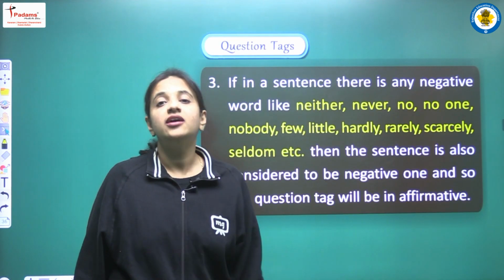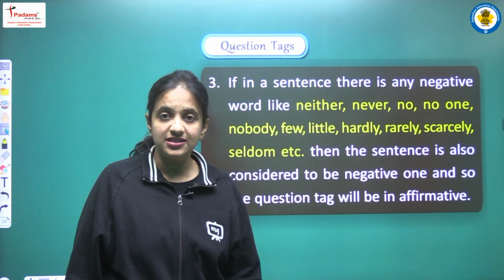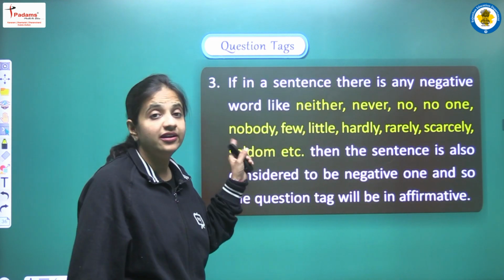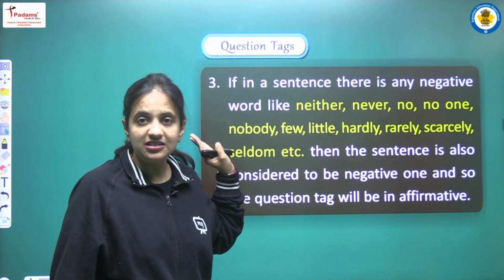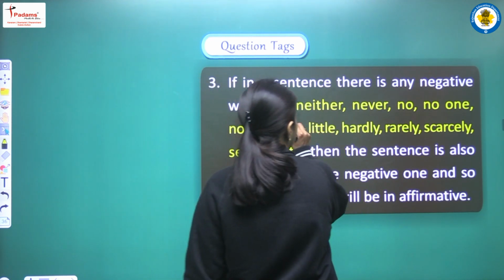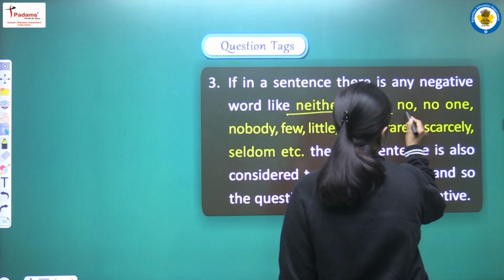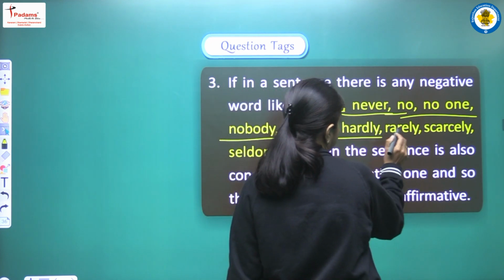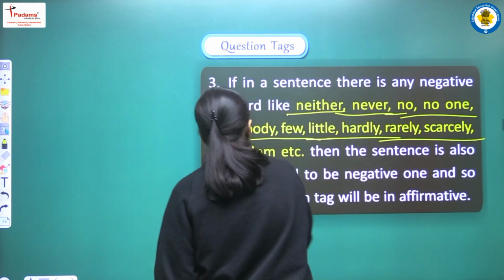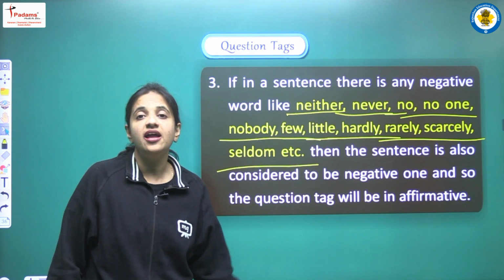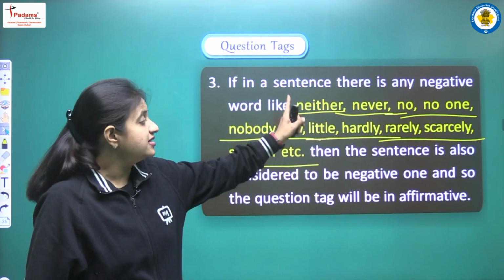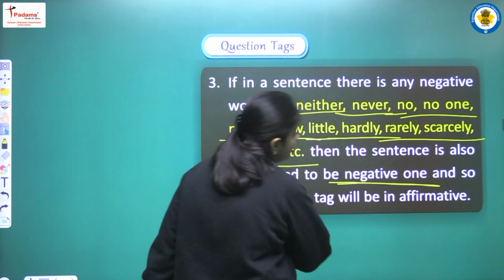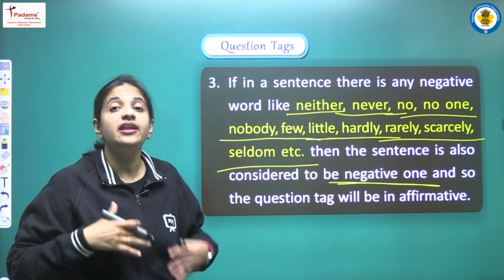Now we are having the third point, third important rule is here. Let's read. If in a sentence there is any negative word, like we are having some of the words here. So let's read. We are having neither, never, no, no one, nobody, few, little, hardly, rarely, scarcely, seldom, etc. So if we are having these words, then the sentence is also considered to be a negative one. Why? Because all these words are negative words.